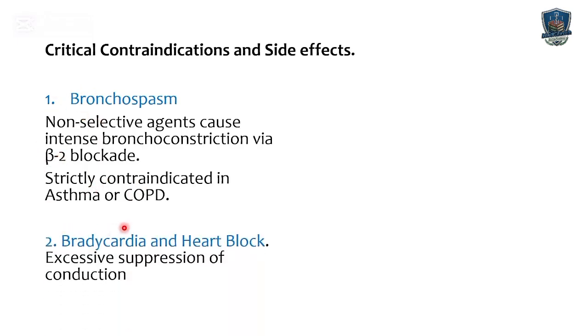Another side effect is bradycardia and heart block. So they've got a negative dromotropic effect. They slow down the conduction speed via the AV node. So this may lead to bradycardia and heart blocks. So if you see a client is bradycardic, you may check the medical history, the drug history. Clients who are using beta blockers, they may also manifest with bradycardia. They slow down the heart rate. They've got a negative chronotropic effect.